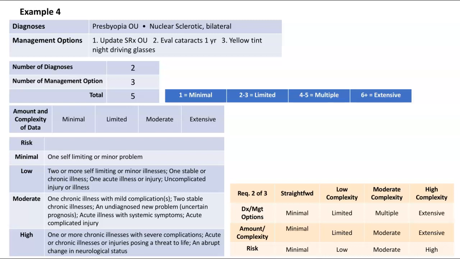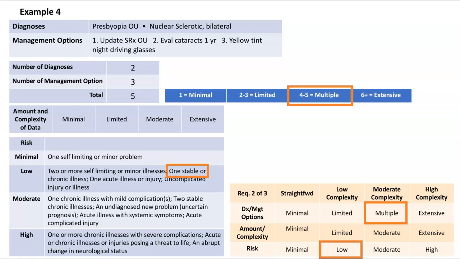Some people may argue that presbyopia, because it's not a medical diagnosis, you can't count it. Even if you did that, the management options are still threefold, and the nuclear sclerotic cataract is 1. So 1 diagnosis and the 3 management options would add up to 4. So either way, it gives us multiple for our management options here.